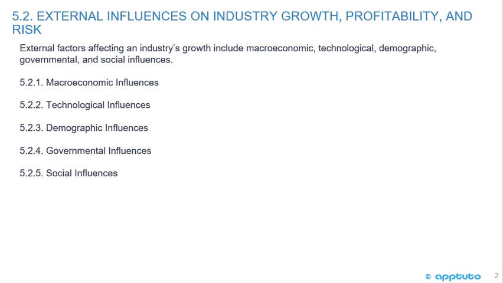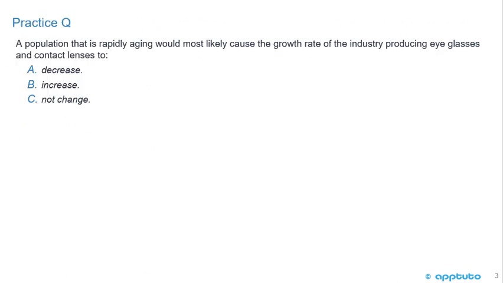And finally, there's the social influences: societal changes involving how people work, spend their money, enjoy their leisure time, and conduct other aspects of their lives can have a significant impact on the sales of various industries. Okay? We're just going to finish this LOS by doing 3 quick practice questions.